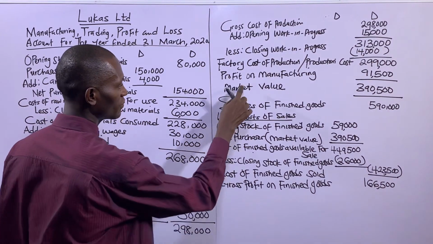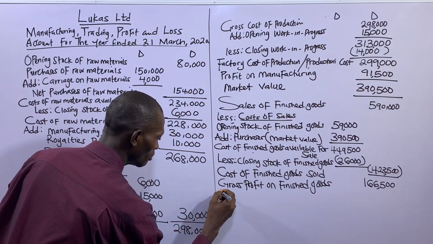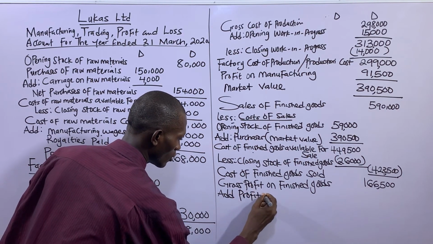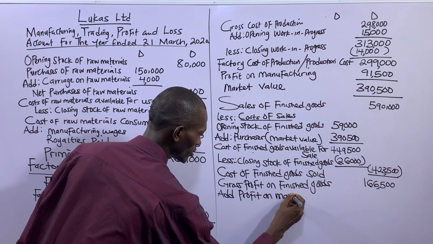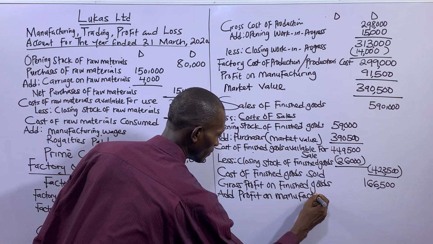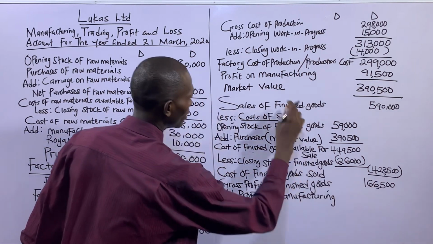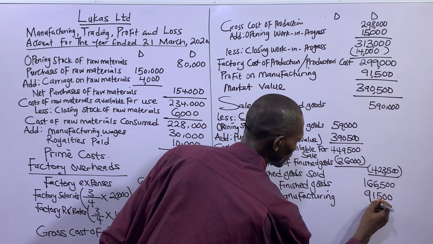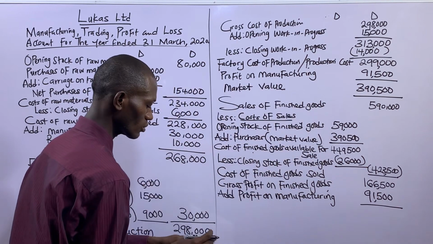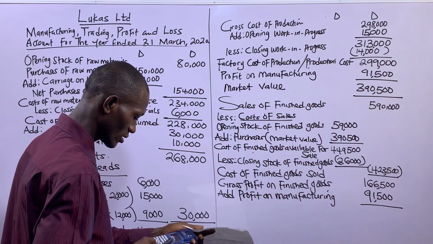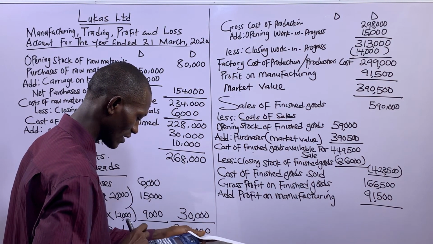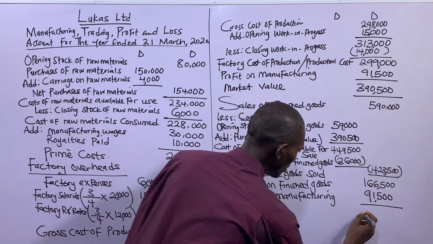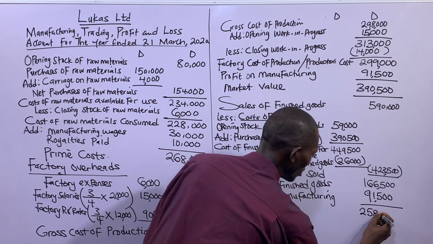So let's add our profits on manufacturing. Profit on manufacturing, and that's given us 91,500. So let's add these two. 166,500 plus 91,500 gives us 258,000.